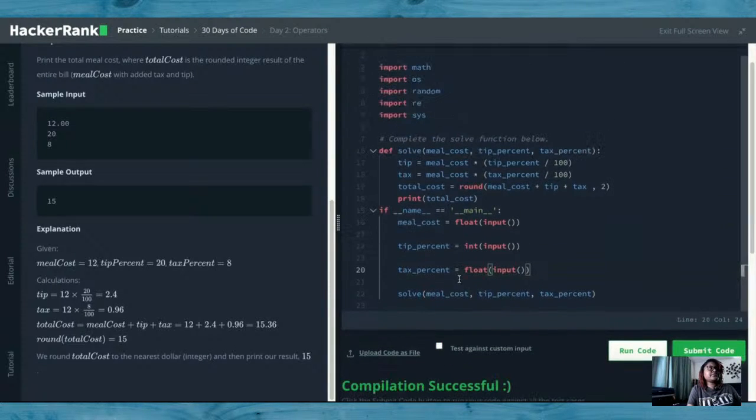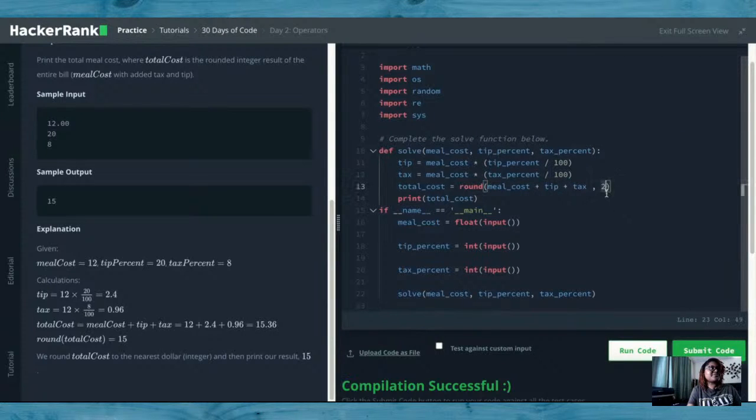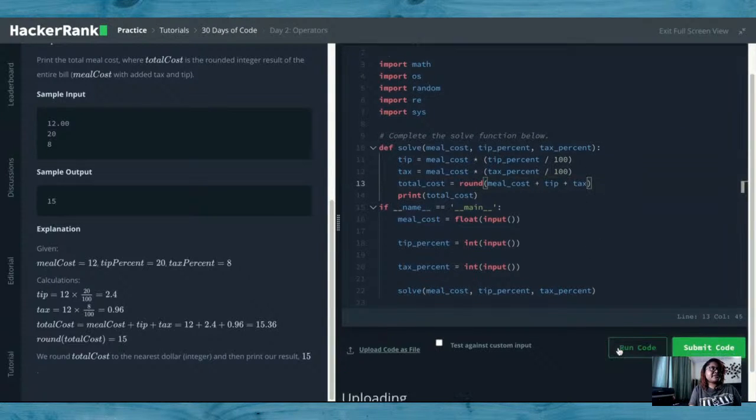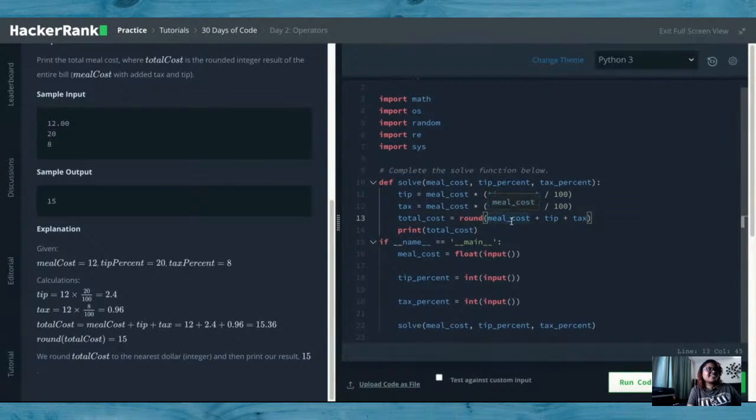So to fix all of this back to where it was, so that we can solve the problem that they asked, not the one that we want to do, I'm going to take the decimal point off and run the code again. All right, so it looks like they gave us a sample test case of the 12, 20, and 8, but then they also ran another one just in case you use different numbers. So this would be for $15.50 with a 15% tip and a 10% tax. So far, it looks like everything is okay.